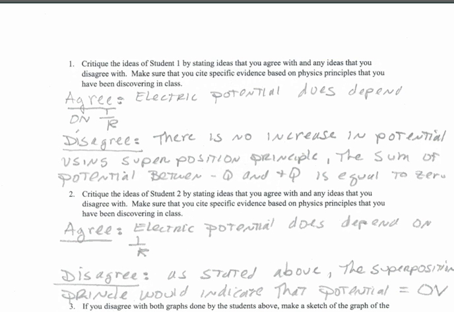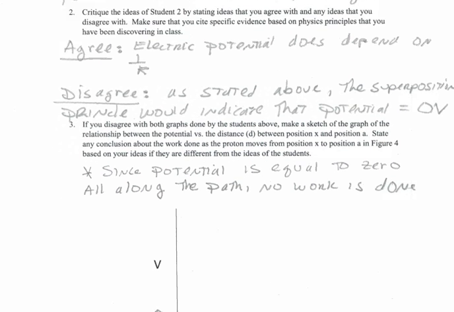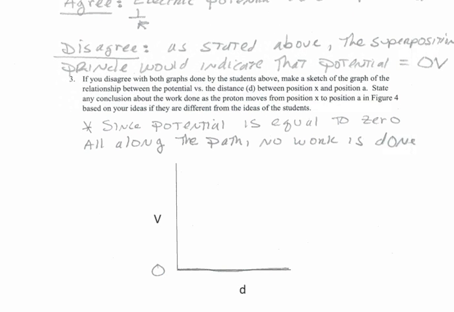Critique the ideas of student 2. Yes, still agree that 1 over r is what electric potential depends on, but as previously stated, there is no potential. What would the graph look like? Pretty much a flat line at 0, and no work will be done to move that charge there, since the potential is 0 the entire time.